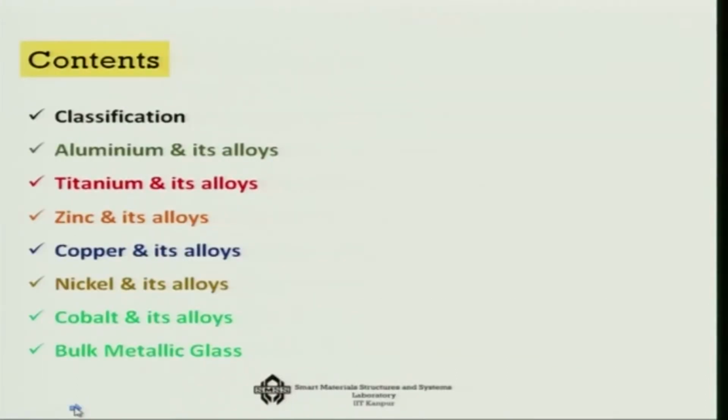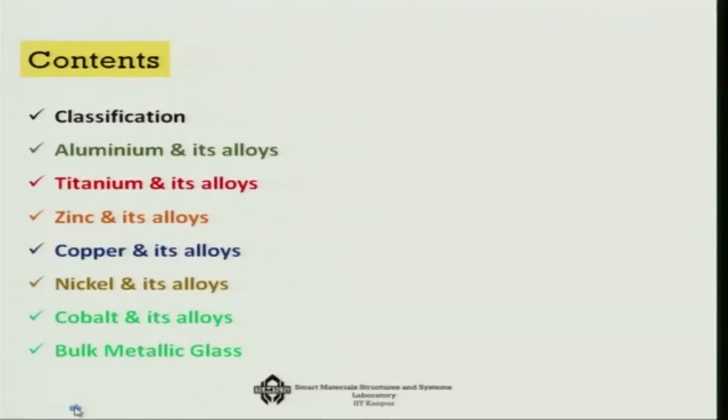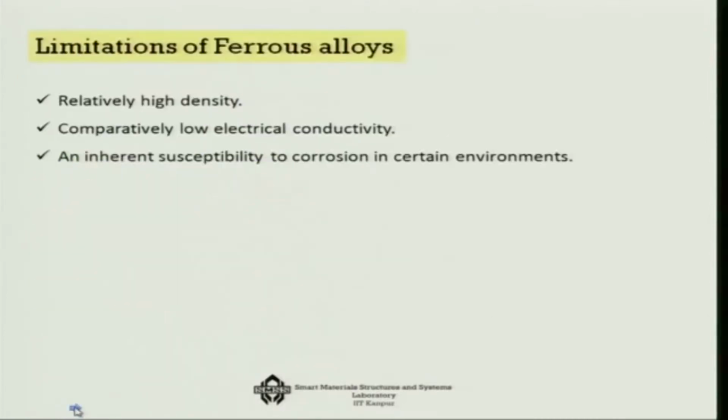In today's lecture, we are first going to talk about the various classifications of metallic alloys, and then we are going to specifically focus on aluminium and its alloys, titanium and its alloys, zinc and its alloys, copper and its alloys, nickel and its alloys, cobalt and its alloys, and finally, something which is a totally non-crystalline form of metal, that is bulk metallic glass. Quite a bit of material to cover in this lecture.